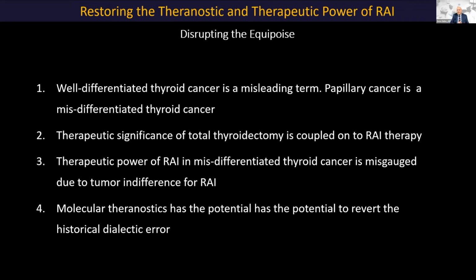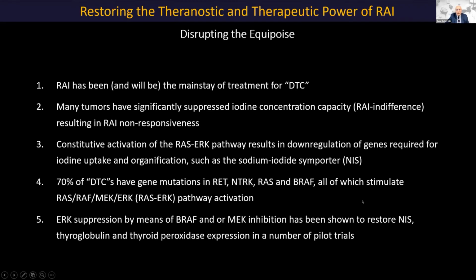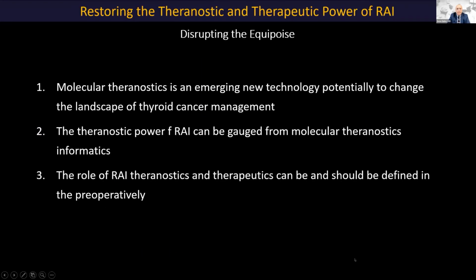The therapeutic power of radioactive iodine in a misdifferentiated thyroid cancer is gauged by the tumor's indifference to radioactive iodine. And molecular theranostics has the potential to revert this dialectical error. What's the definition of molecular theranostics? It is an emerging new technology with the potential to change the landscape of thyroid cancer management. The theranostic power of radioactive iodine can be gauged from molecular theranostics.